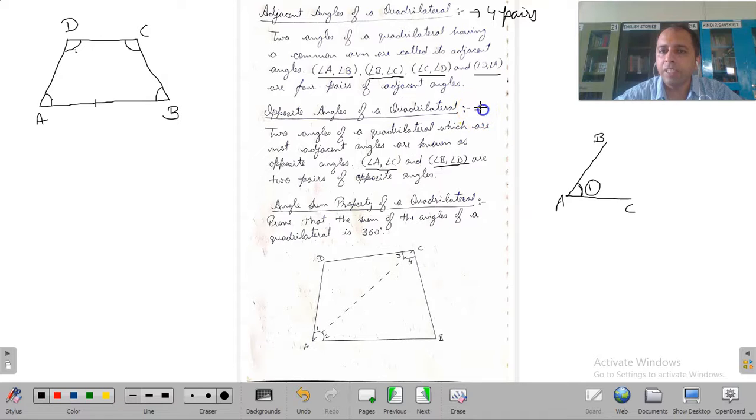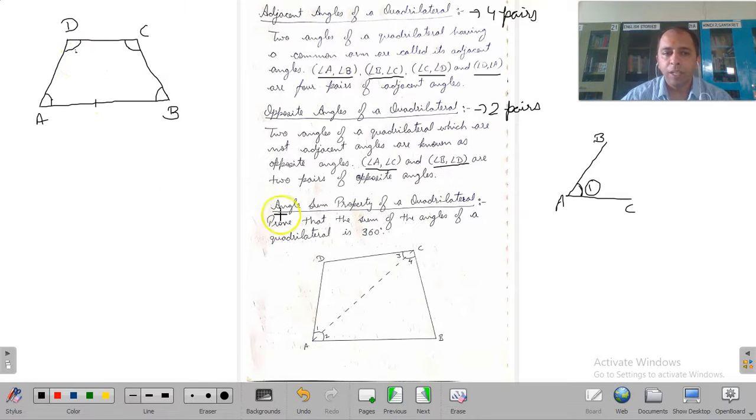So how many pairs of opposite angles do we have in a quadrilateral? We have two pairs of opposite angles in a quadrilateral, right? I hope these terms are very clear to all of you about the quadrilateral. Now we have a very important property about a quadrilateral, which is the angle sum property of a quadrilateral. Again, how many angles does a quadrilateral have? It has four angles: angle A, angle B, angle C, and angle D.